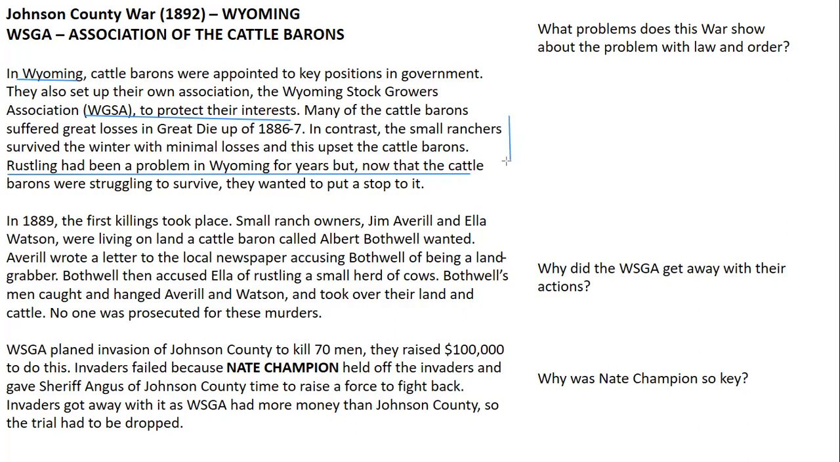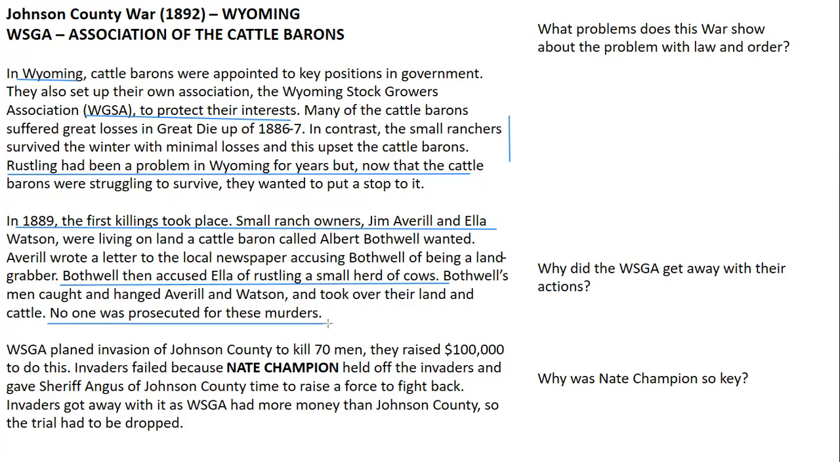Now, ultimately, this started because the previous barons who were very powerful had lost their power, and they were probably trying to recoup some. And as a result, these small ranchers basically faced the wrath of the old rich ranchers. So in 1889, small ranch owners Jim Averill and Ella Watson were living on land that a cattle baron called Albert Bothwell wanted. Averill wrote a letter to the newspaper accusing Bothwell of being a land grabber. Then Bothwell accused Ella Watson of rustling. Bothwell's men caught them and they hanged both Averill and Watson, took their land and cattle. No one was prosecuted for these murders.